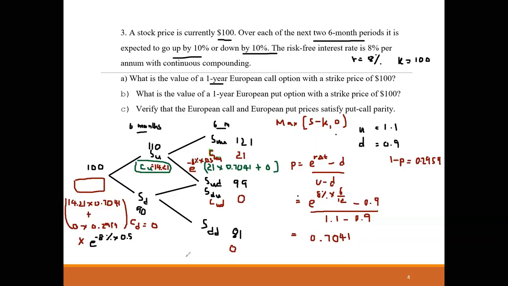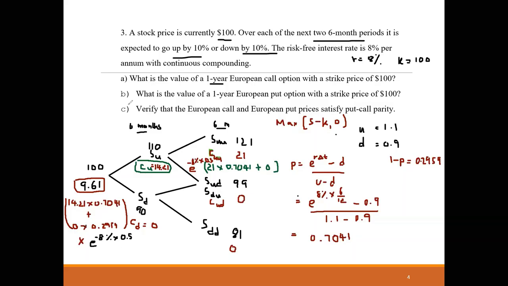So you will get 9.61 as the answer over here, as the value of this call option. So the value of a 1-year European call option with a strike price of 100 will be equal to 9.61.